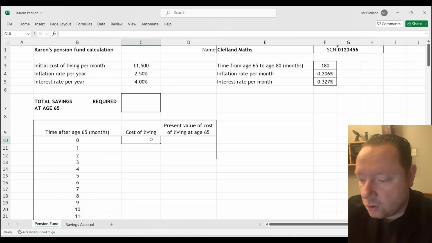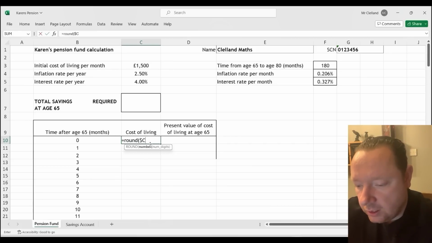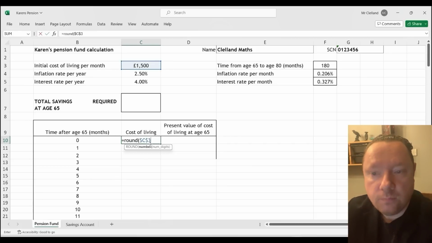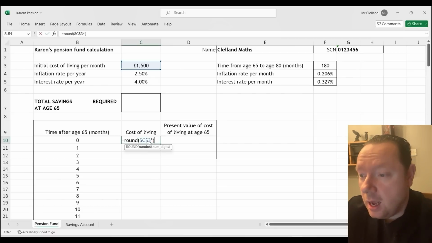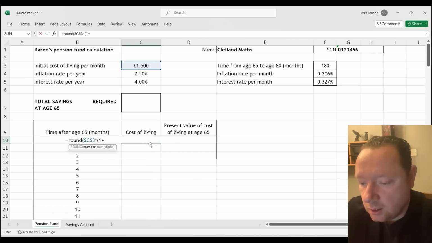So in the cost of living box, we're going to say that that equals $C$3. And we're going to times that by, so times, open brackets, and it goes up by inflation per month. So 1 plus $F$4.